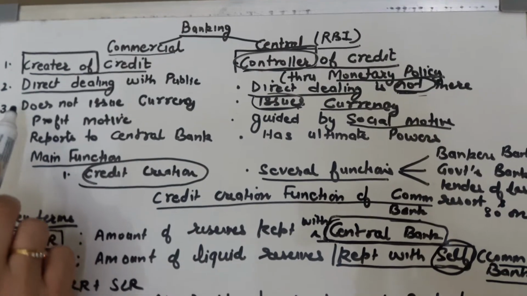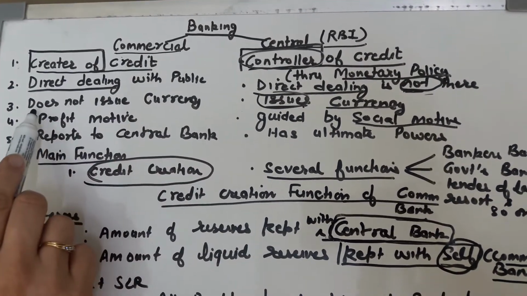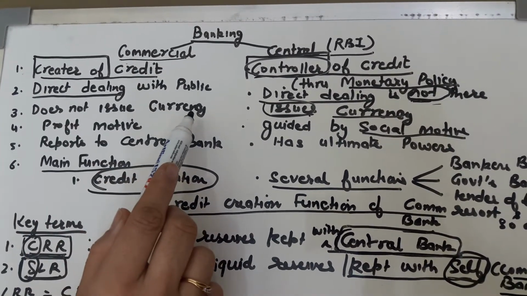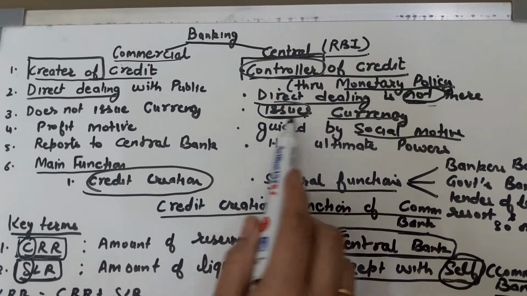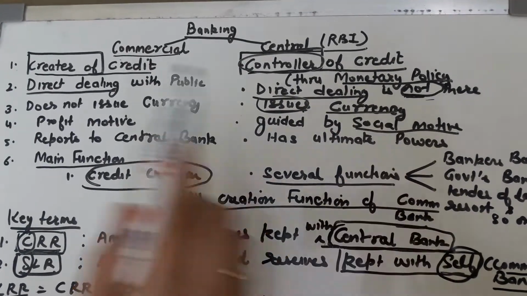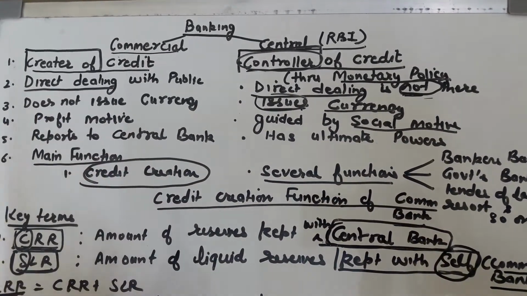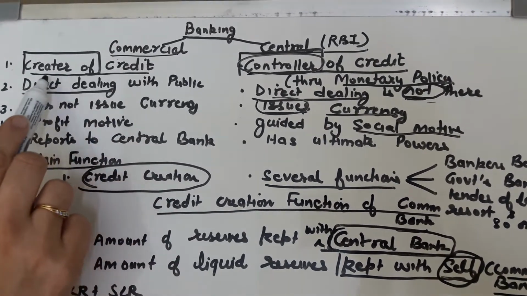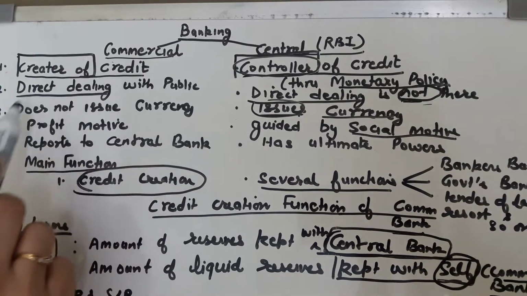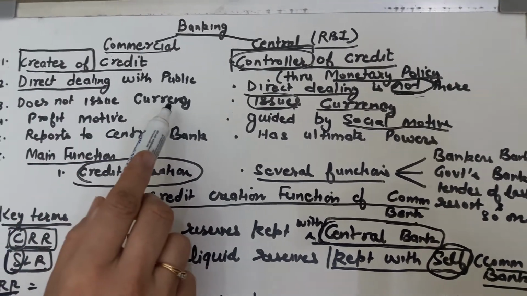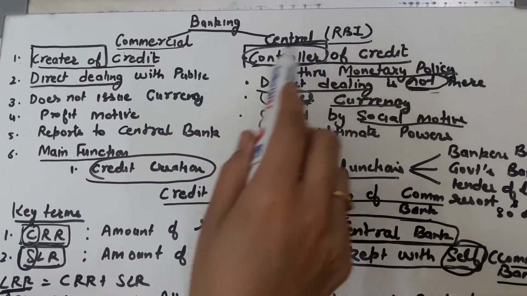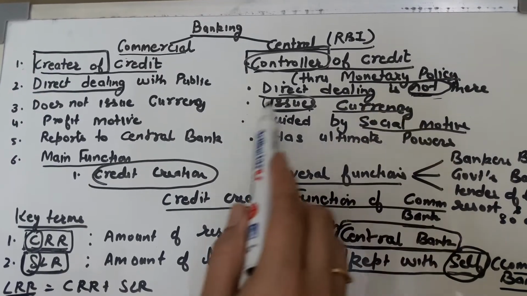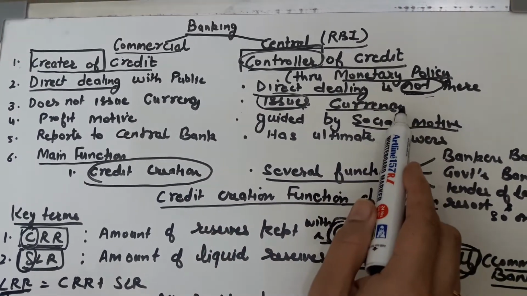Third point is that commercial bank does not issue currency, whereas RBI issues currency. Please note point number 1 and 3 very carefully. Point number 1 says commercial bank is a creator of credit, but it does not issue currency. And RBI is the controller of credit, but it issues currency.